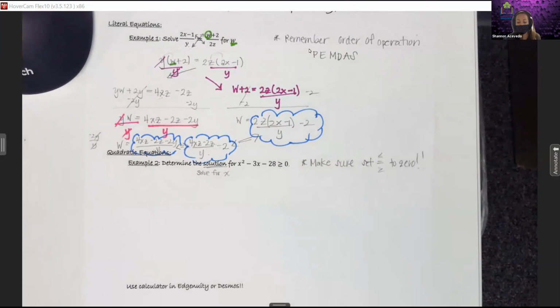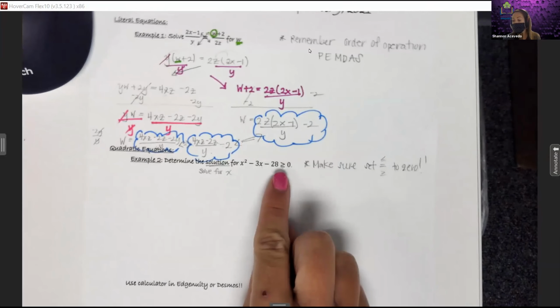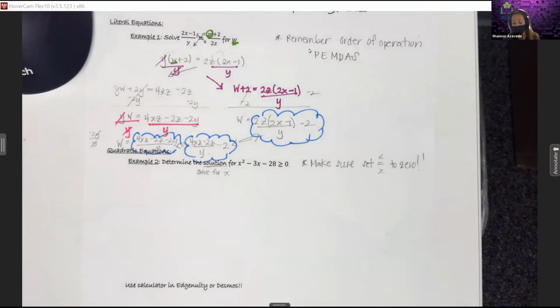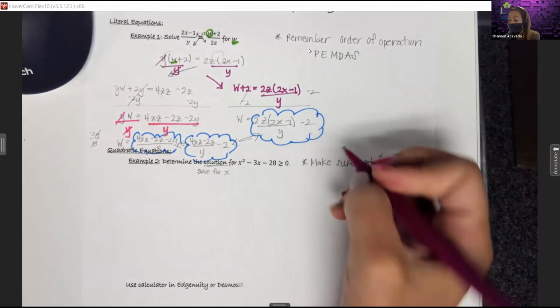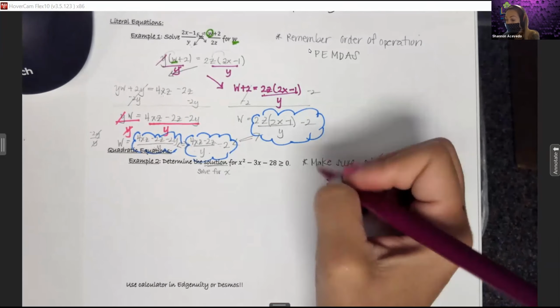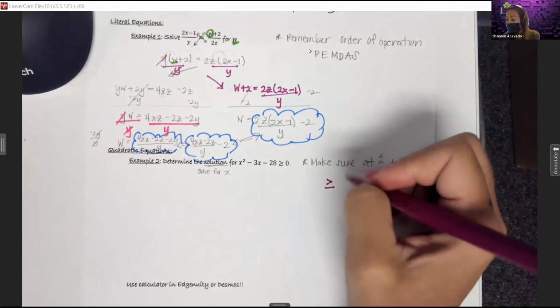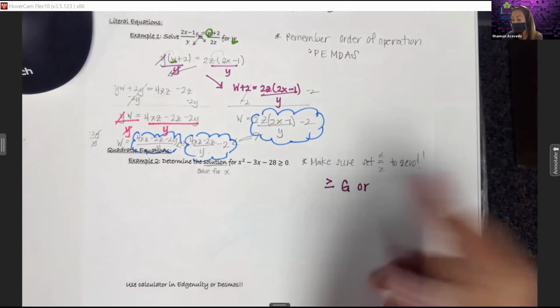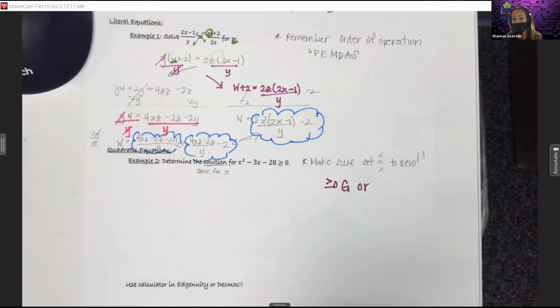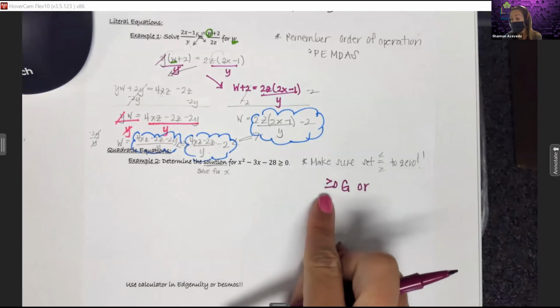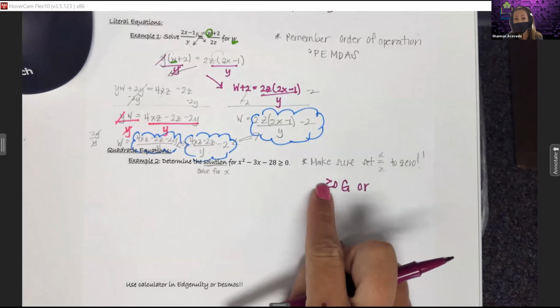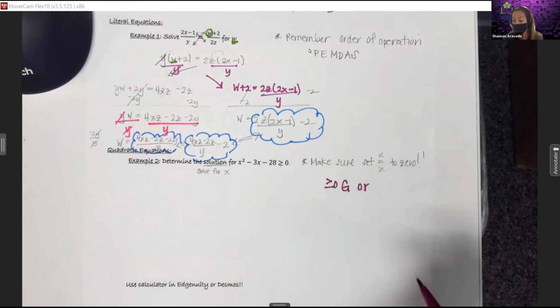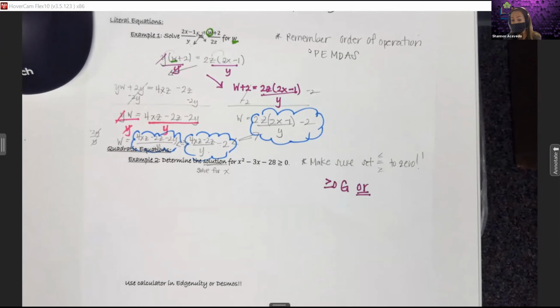If that's the case, as long as you have your 0 by itself on your right side, then if you have a greater than or a greater than or equal to, it's what we call a GOR statement, which means it's an OR. So this or this can happen.